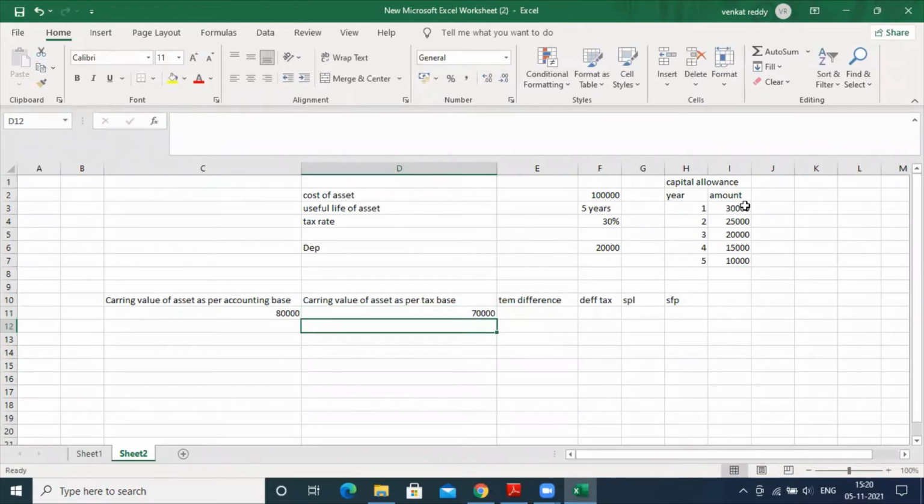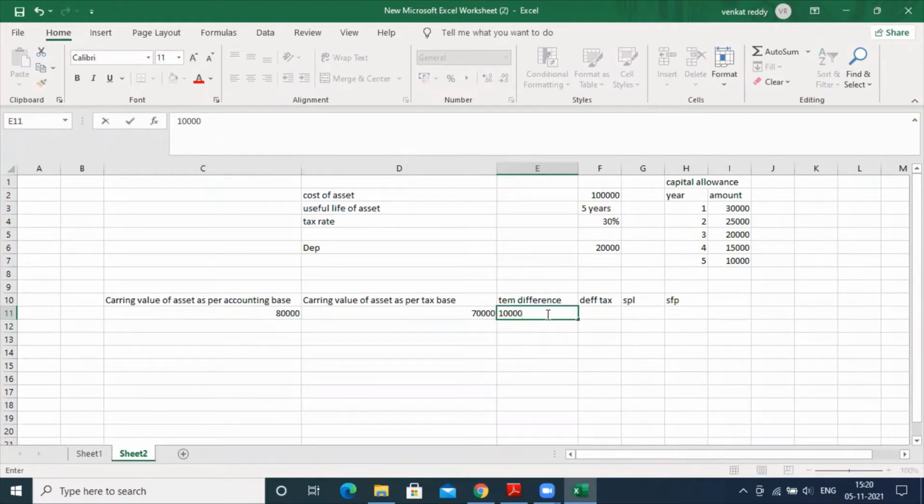So here you can see at the end of the first year, the carrying value of the asset as per accounting base is 80,000, and the carrying value as per tax base is 70,000. So there is a temporary difference of 10,000, and the deferred tax will be calculated on the temporary difference. The tax rate is 30%, so the deferred tax would be 10,000 into 30%.